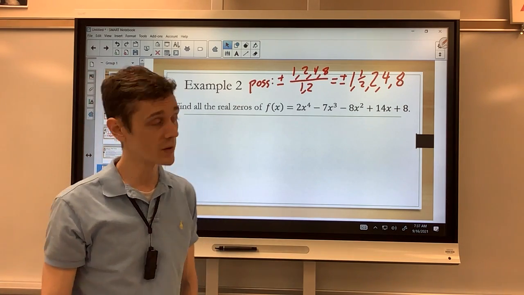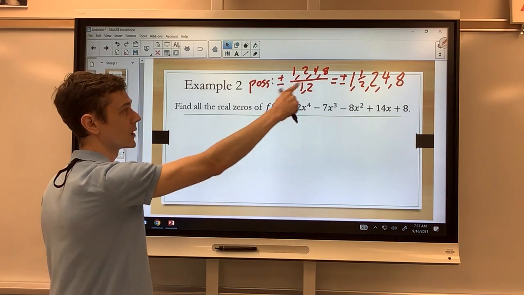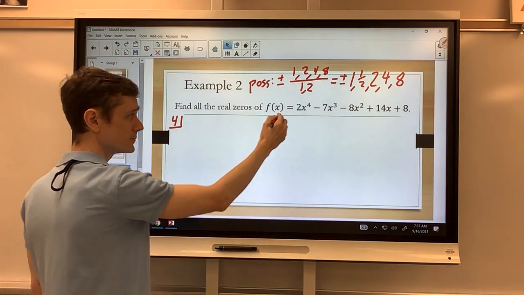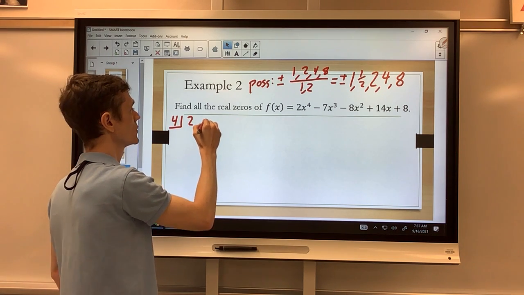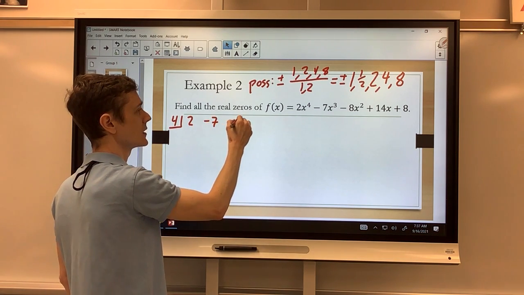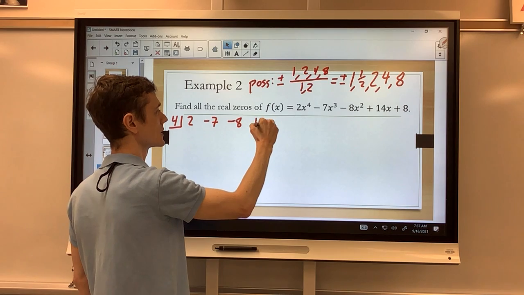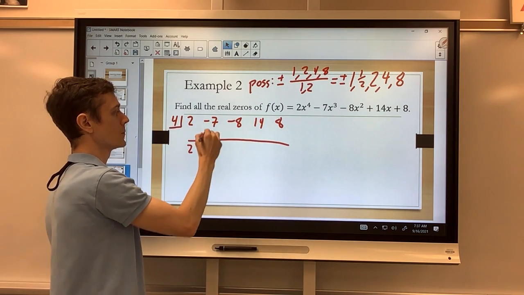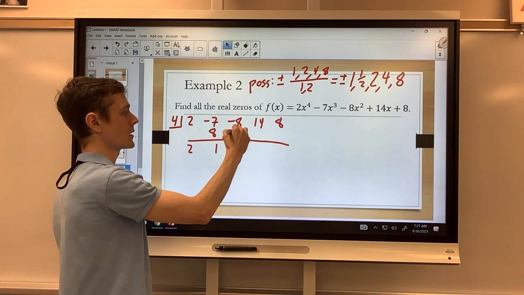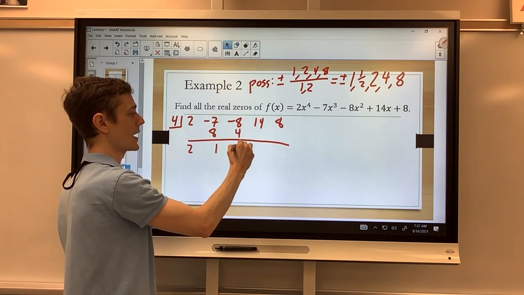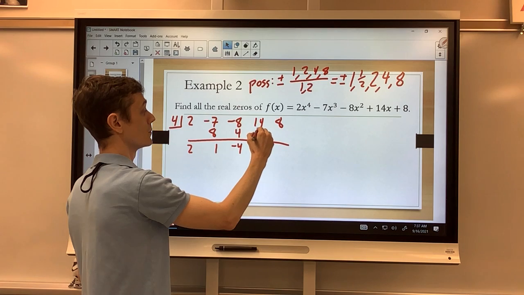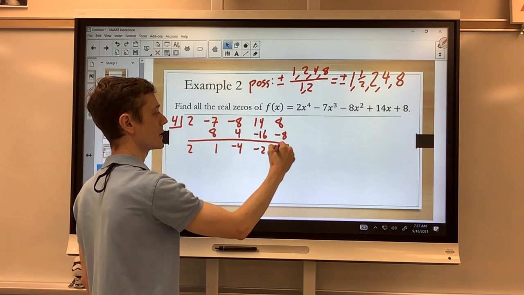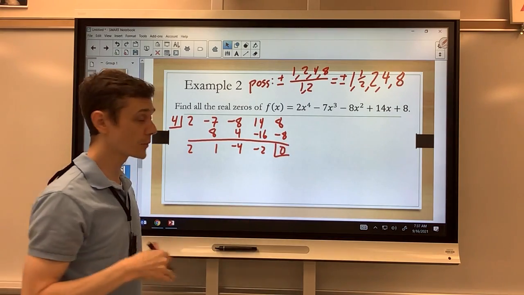So instead we're going to start off and go through testing different values from our list of possible zeros. I'm going to start with the number 4. My coefficients are 2, -7, -8, 14, and 8. First number comes down. Multiply, add, multiply, add, multiply, add, and multiply one more time, add. So there is one of our zeros.